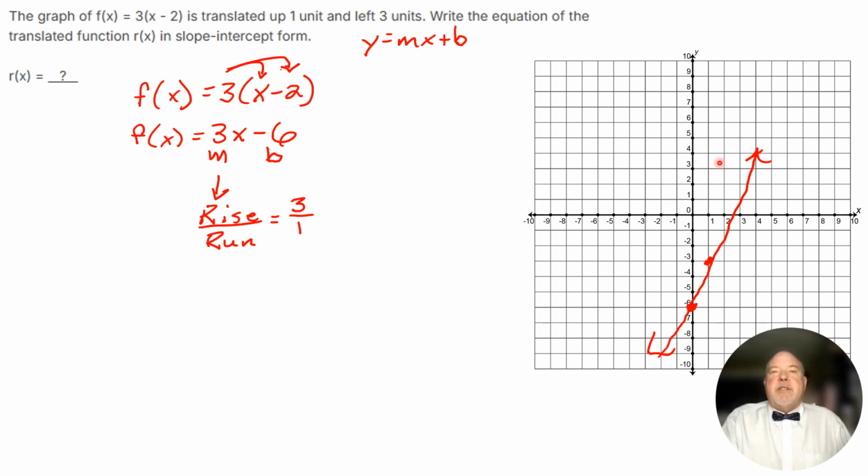So to write the equation of r of x, I already know the slope. It's 3. So what I need to find is the y-intercept. So here's what we're going to do.